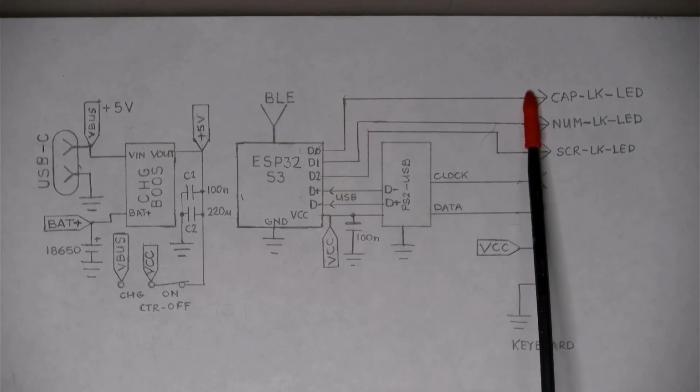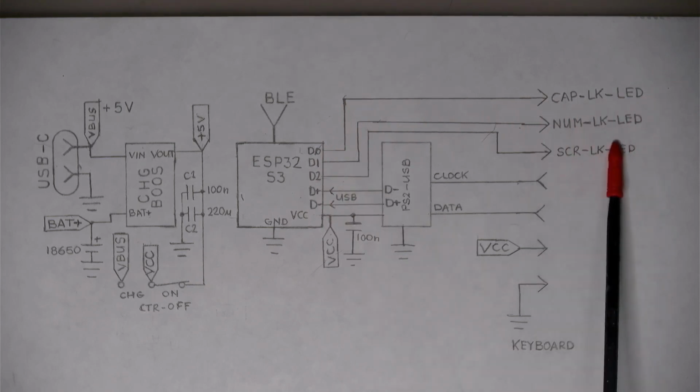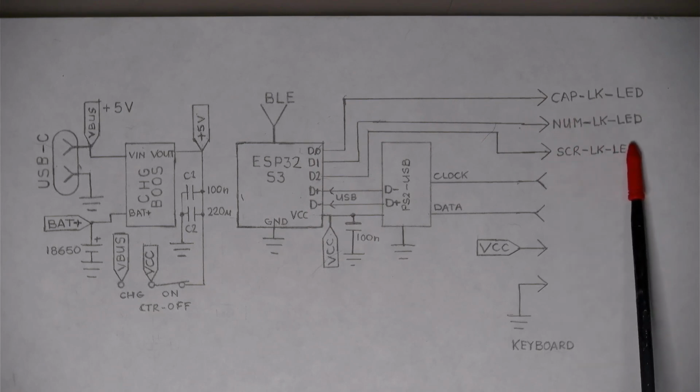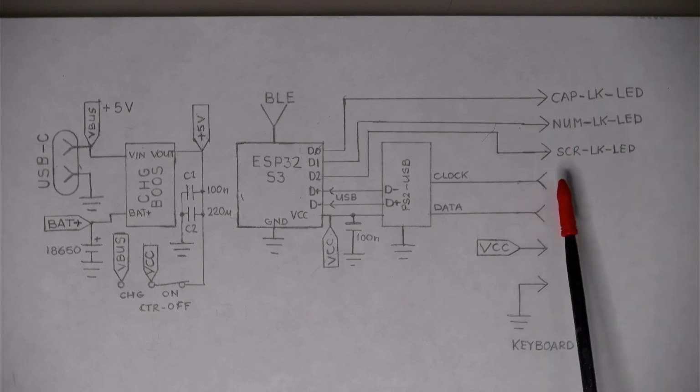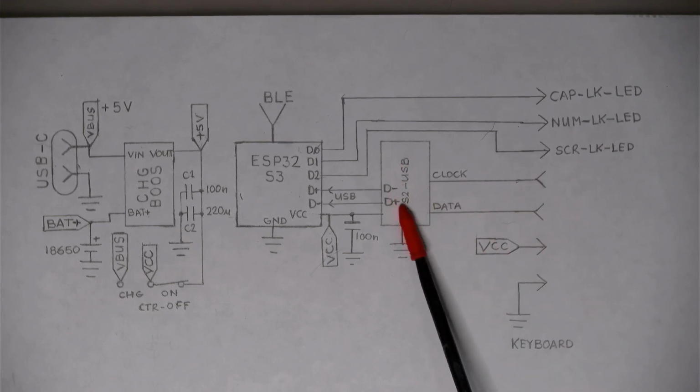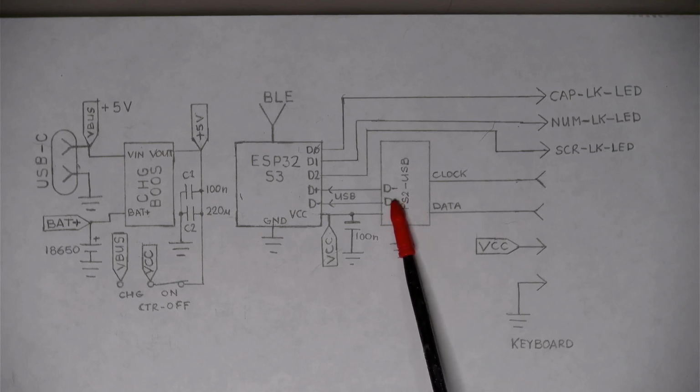Now the output of the ESP32, as I have already said, there's D0, D1 and D2 going to outputs, which when they go low, will turn on the caps lock, num lock and scroll lock LEDs on the keyboard. The clock and data inputs from the keyboard are coming into this converter board, and it is presenting the output as USB.